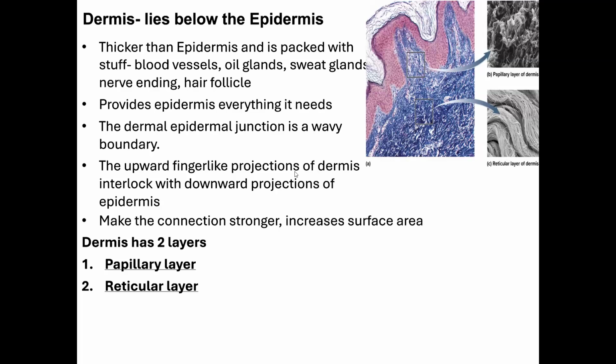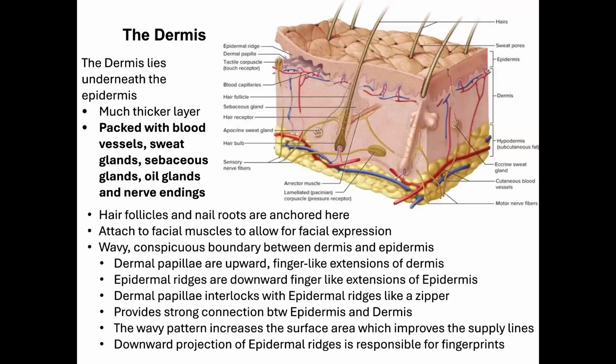And one more thing which is of interest is the fingerprint. So you go somewhere, they will take fingerprints of you, which is unique for each person. This fingerprint is produced by the downward projection of the epidermis, the epidermal ridges. That's what produces the fingerprints.